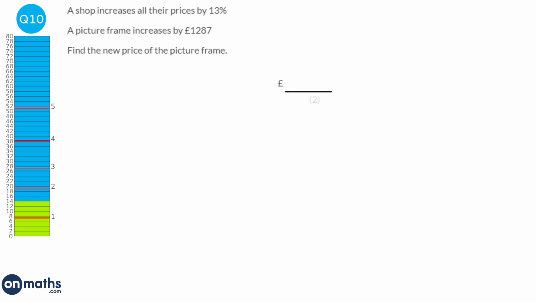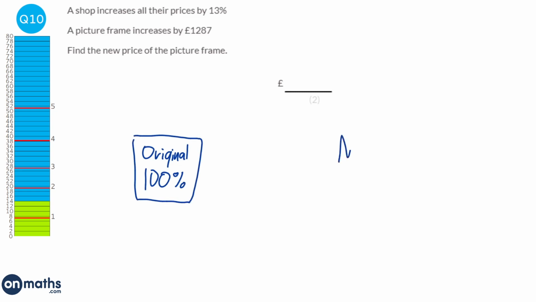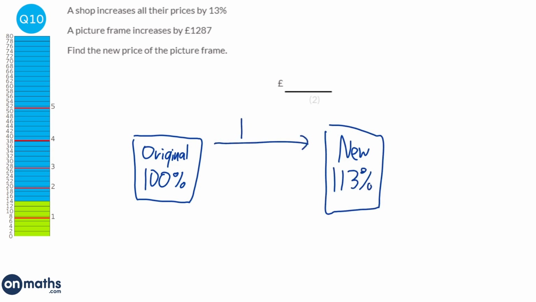So we have an original amount, and this represents 100% of the original amount. The new amount represents 113% because it has gone up by 13%. So it has increased by 13%. And as a value, that increase is £1,287. So it's 13% of the original. It's gone up 13% of the original price.